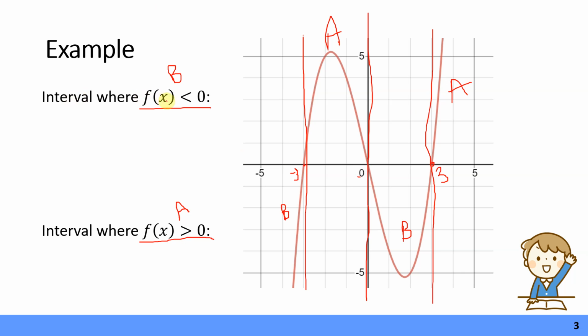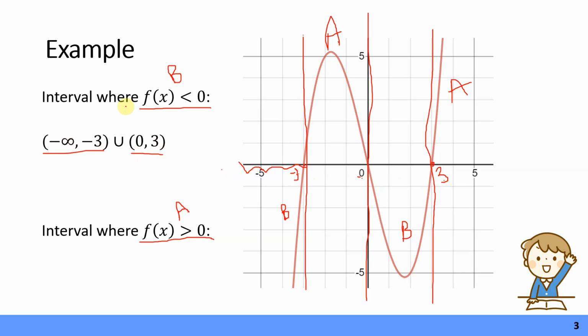Nowhere here does it say below, but we know that's what this symbol means. So where is the graph below? This is our answer. It's this little piece right here, which is from -infinity to -3. That's how I got that. And then it was also below in this part, which was from 0 to 3. So that's how I got my second part.